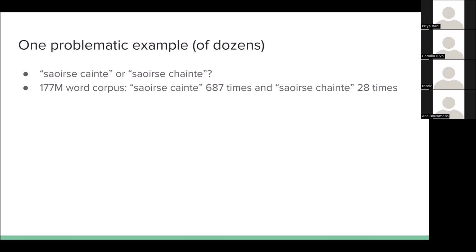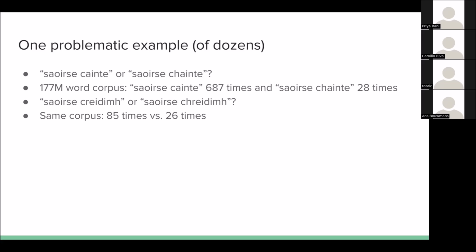This is a little bit simplistic, but in 177 million words of Irish, there were 687 instances where the second word was not mutated, and just 28 where it was. So if we believe in democracy in terms of the standard, then it appears that we shouldn't mutate in this context. I also looked at a similar example for freedom of religion, Saoirse Creidimh, or it could be Saoirse Chreidimh. There it's less common, but there are 100-something examples: 85 without the mutation and 26 with the mutation. So statistically it's a closer call, but still it seems to be in favor of not mutating.